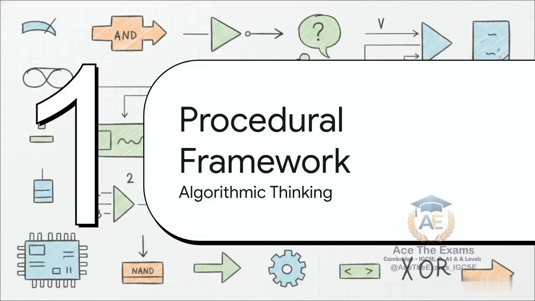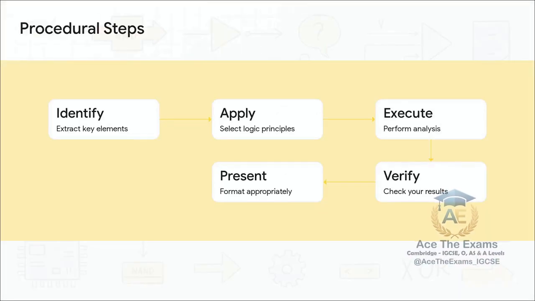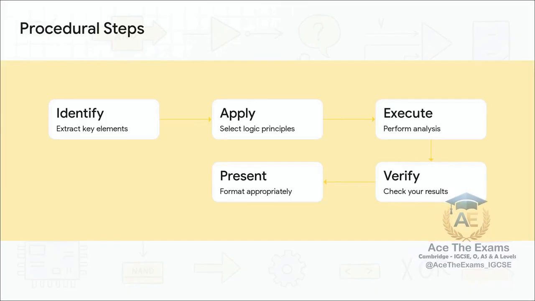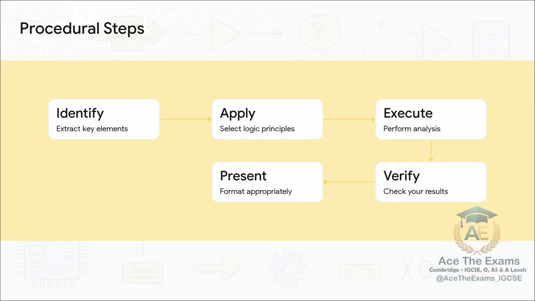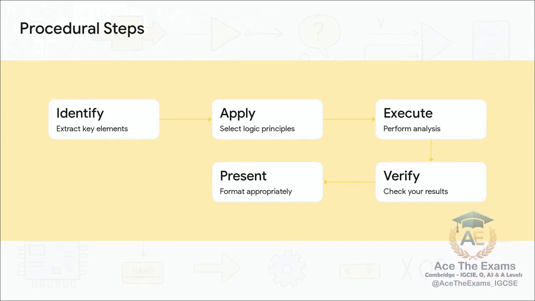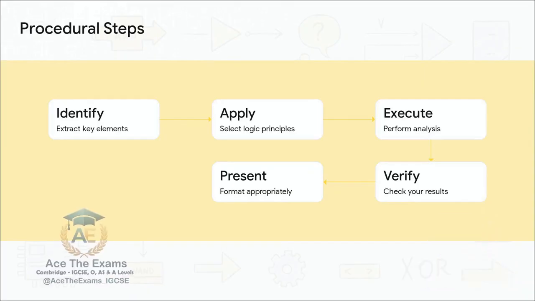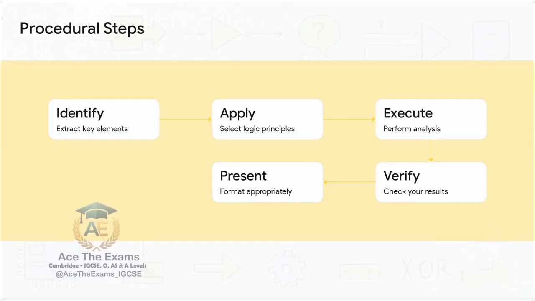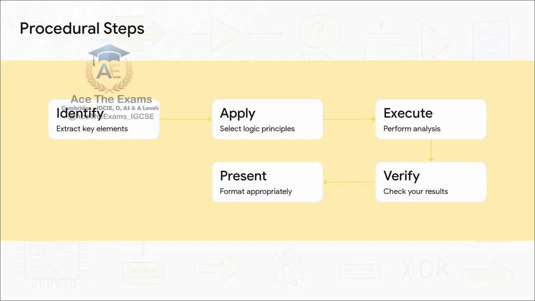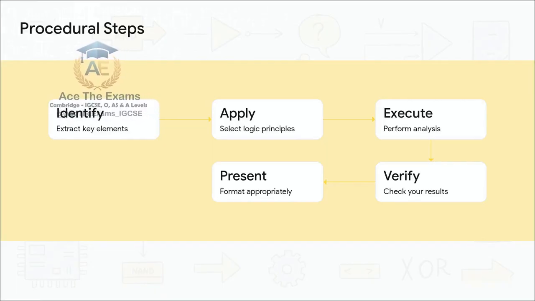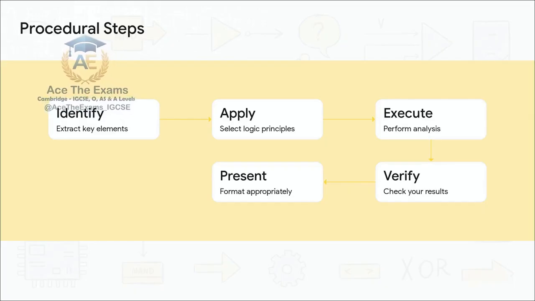Section 3, the procedural framework. Let's look at algorithmic thinking in action. To absolutely guarantee that you secure those method marks, here is your 5-step procedural breakdown derived directly from analyzing top-scoring exam papers. Step 1, identify key elements from the text or binary representations. You underline the variables. Step 2, apply relevant principles. This means translating those English words into the correct logic gates. Step 3, execute analysis. Draw it out with clear, deliberate working. Step 4, verify your results. Don't just assume you're right, test it with a quick mental truth table. Step 5, present in the appropriate format. Ensure your gates are drawn clearly and wires are distinct.